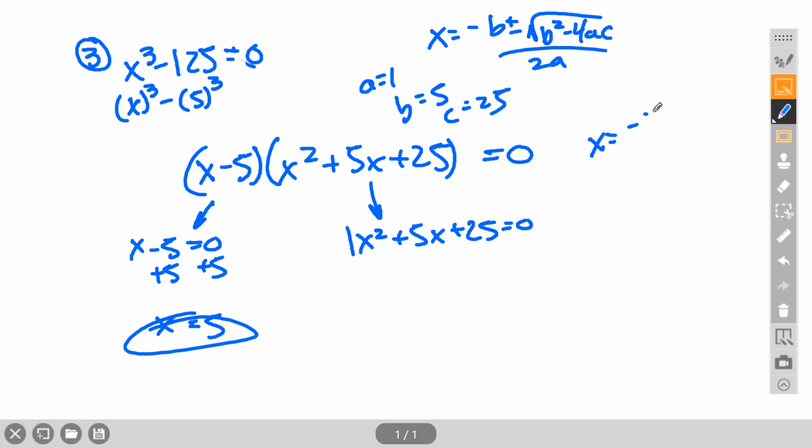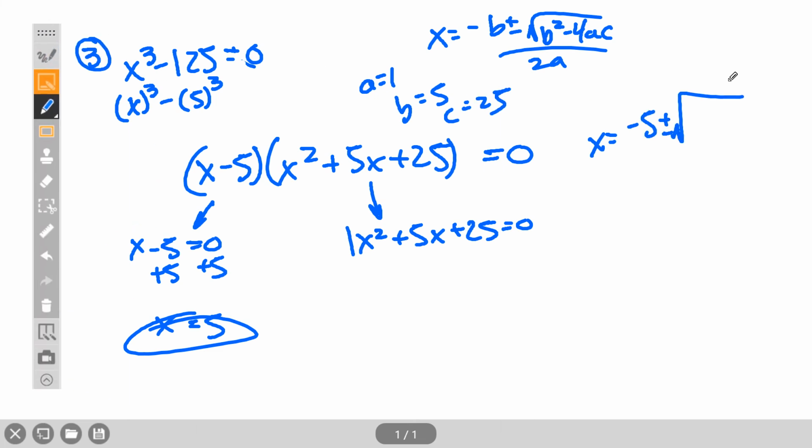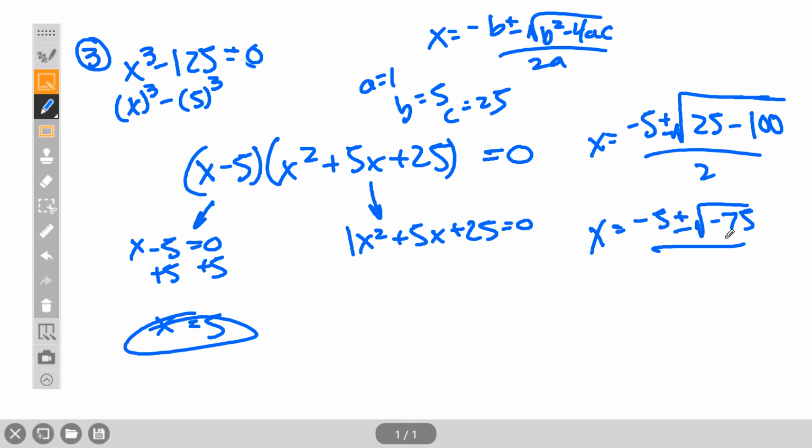So x is equal to negative 5 plus or minus the square root of b squared, so 25, minus 4 times 1 times 25, so minus 100, all over 2 times 1. So that's negative 5 plus or minus the square root of negative 75 over 2. And the square root of negative 75 can be split into negative 25 and 3. So 5i root 3 is the way to write that.